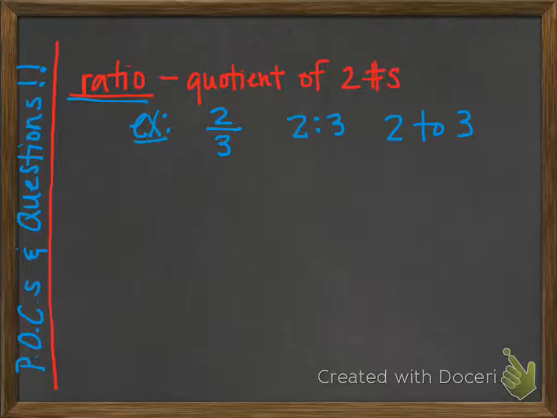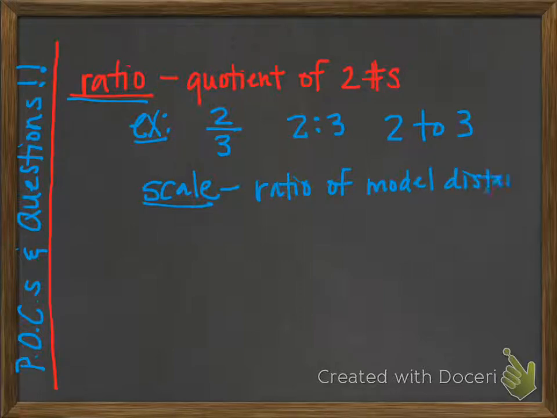Now there are some special ratios that you already are familiar with. For example, one is called scale, and we're actually going to do a project with this. Scale is a ratio of the model distance to the actual distance. Scale is used a lot of times on maps. So you can write this definition down if you'd like. Ratio of model distance to actual distance.